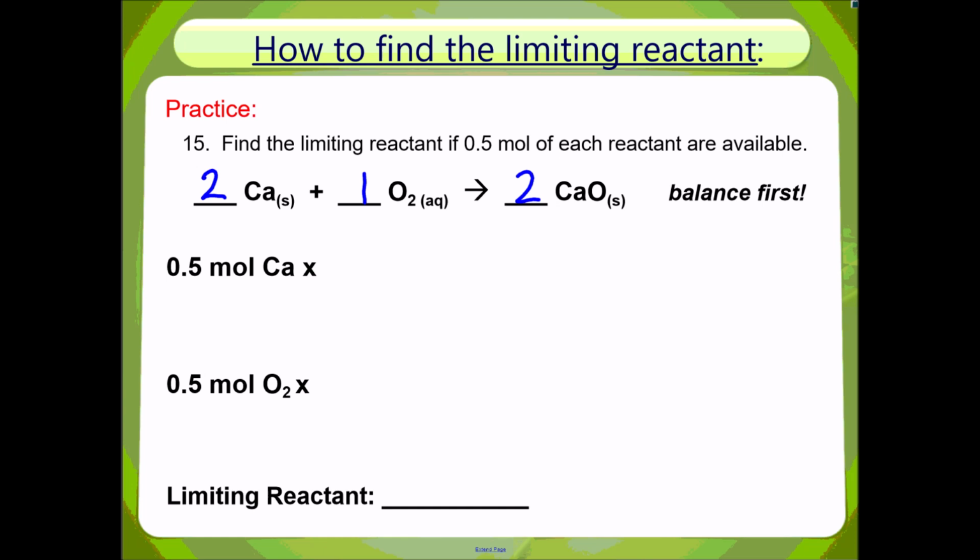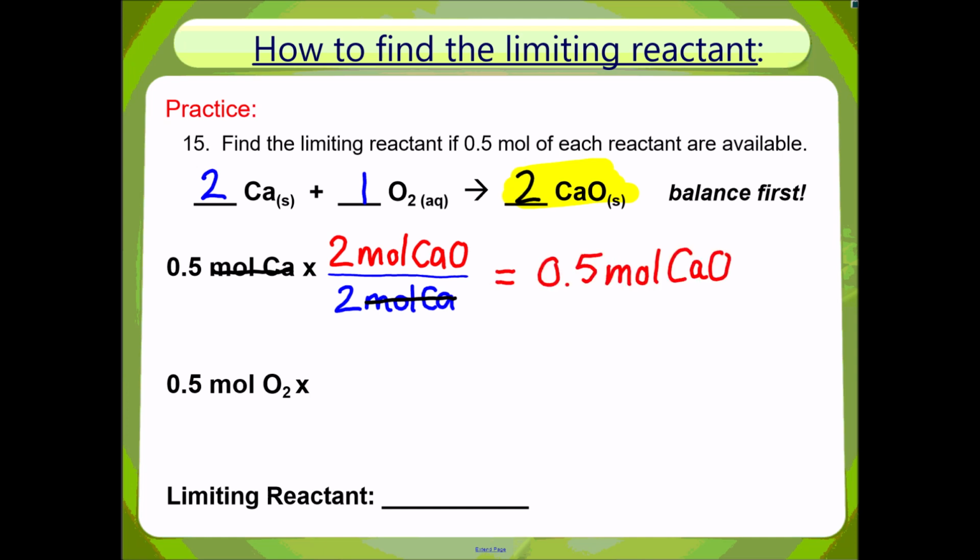In this case, both of them are 0.5 moles. So the goal is to find out how much product can be made. Therefore, starting with 0.5 moles of calcium, I will get rid of mole calcium and get to mole of calcium oxide on top. The numbers come from the coefficients in the balanced equation. This is step 2, mole-to-mole ratio. The calculation will give me 0.5 moles of the product.